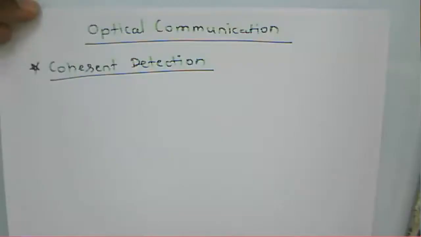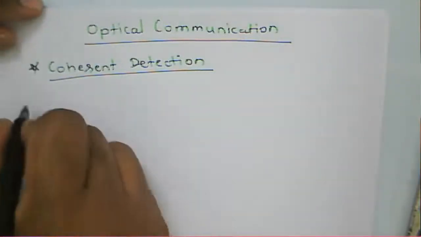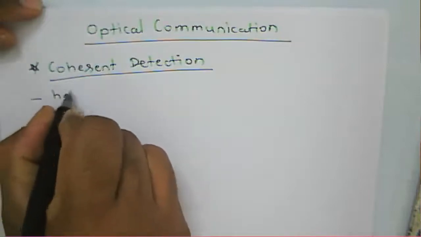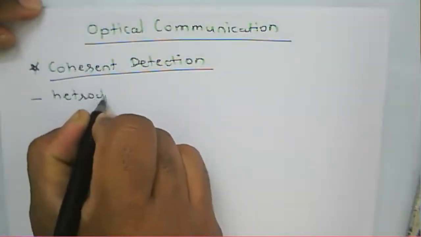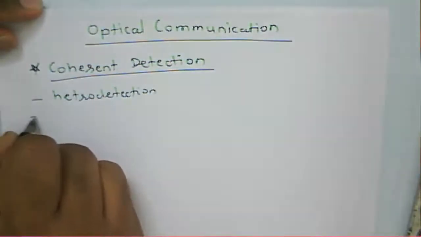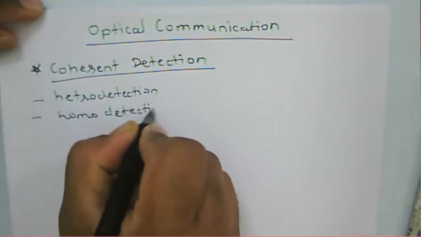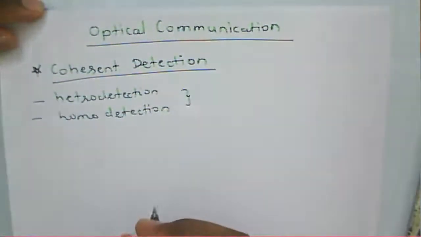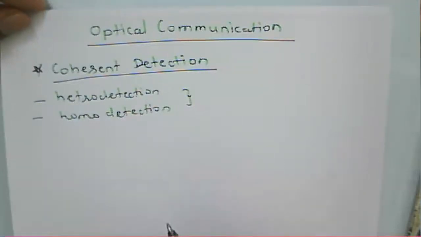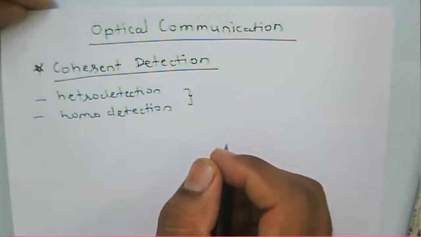Today we start coherent detection. So in an optical communication system, generally there are two types of detection. You can say heterodetection, and we can say homodetection. And these are the two detection techniques that are used in your optical system. That's why it is called a coherent optical communication system.